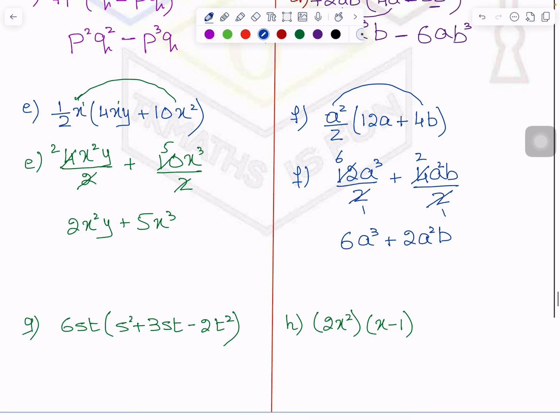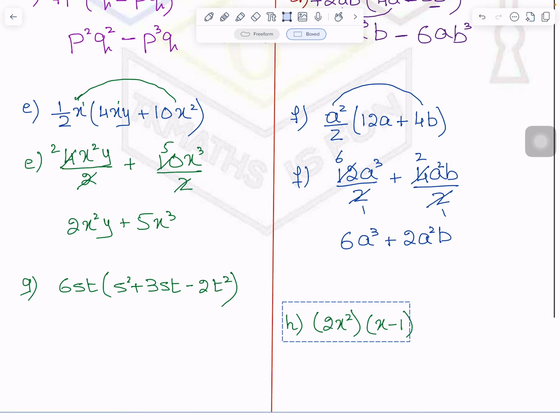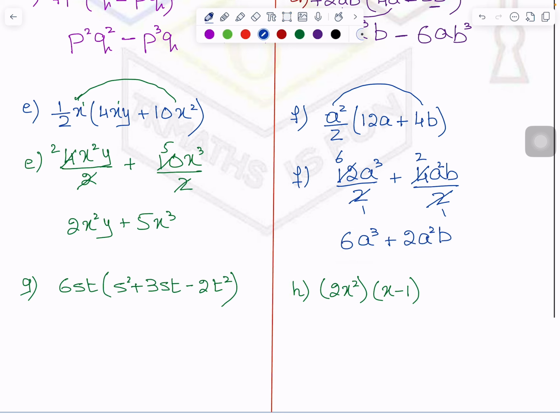So now part G and part H. You can put the video on pause and write yourself if you want. Now 6st will multiply by s square. Where there is no coefficient, it means it is 1. 6 times 1 is 6. S power 1, s power 2 is s cubed, so 6s cubed t.